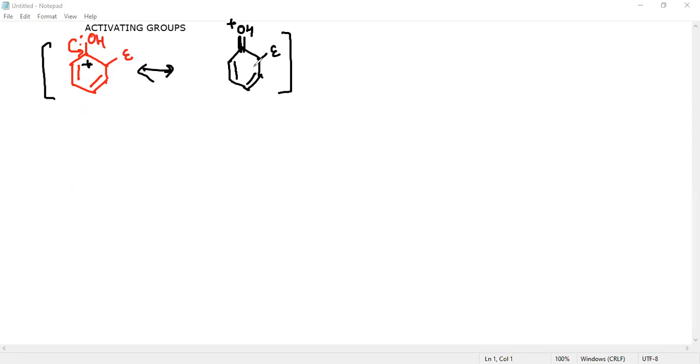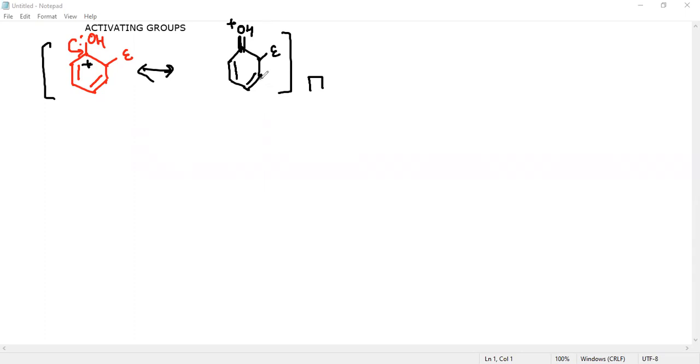And these are the intermediates. The presence of this OH group is lowering the energy, and thus directing the electrophile to the ortho or para position. By doing so, it will decrease the activation energy. It will make things more favorable for the incoming electrophile.